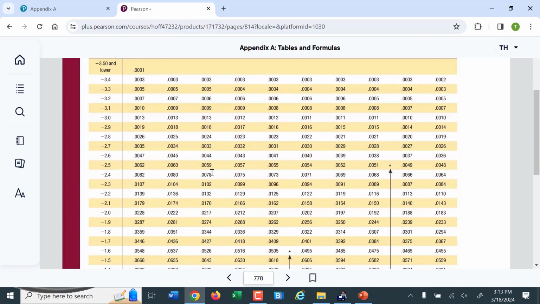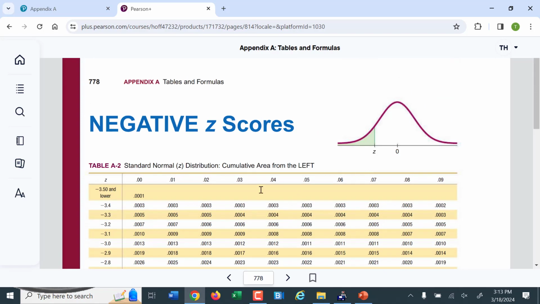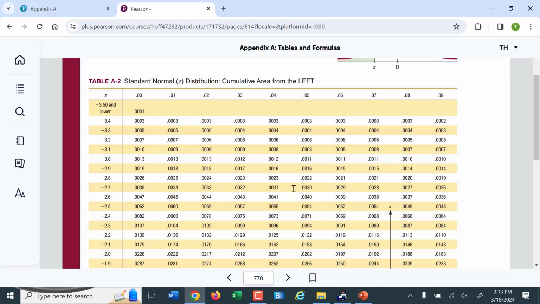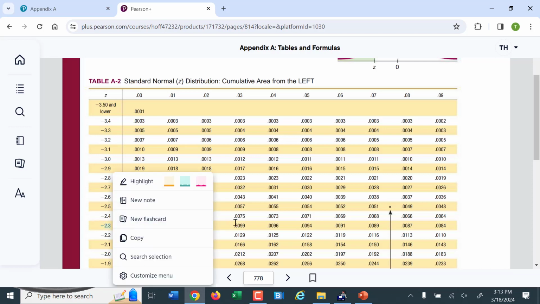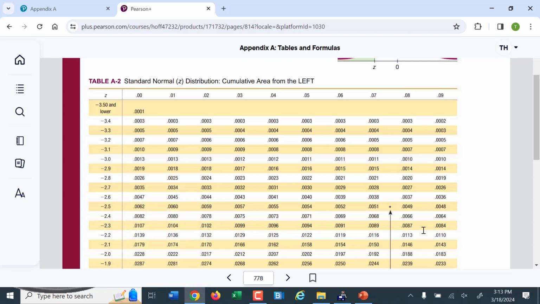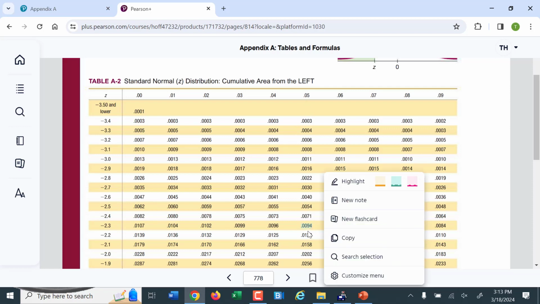A2. This is the negative z-scores. The body of the table shows you the probability. The z-score starts, the first two digits are on the left side, third digit's on the top. So let's say your z-score is a negative 2.35. You go to the negative 2.3 over here on the left, which tells us we're working on this row here. Oops, it won't highlight for me. That's okay. And then we do the 0.05 up top. We come down, and here's the probability, 0.0094.